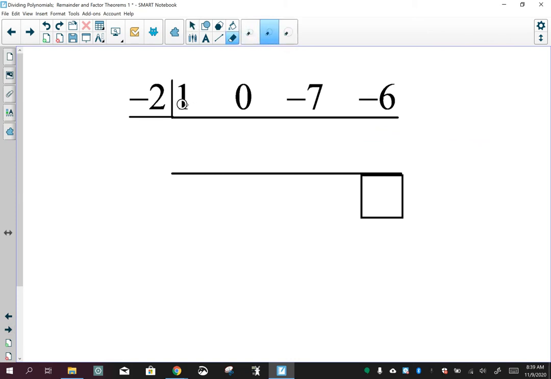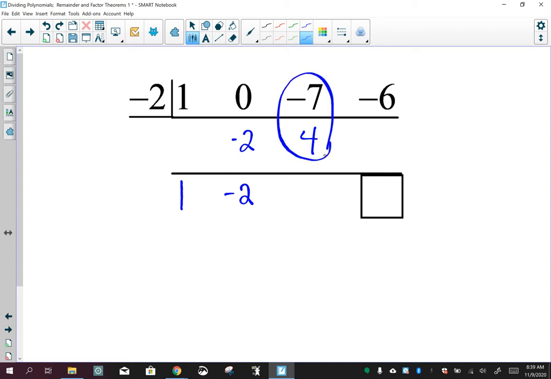So this is how it works. Once you have it set up correctly, you're going to drop this first number down here like this. And you say -2 times 1, that's a -2. And then you're going to combine these two together. So -2 minus 0, I'm sorry, 0 minus 2 gives me a -2. Then I'm going to start it again. -2 times -2 is a +4.